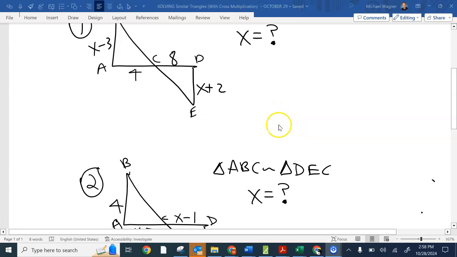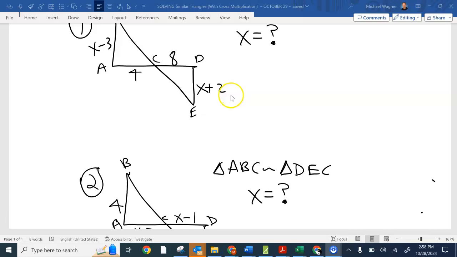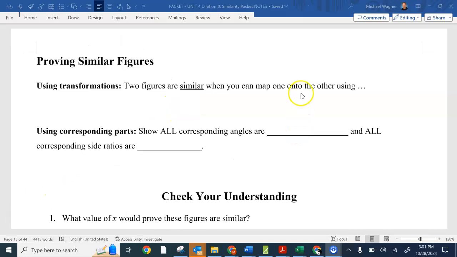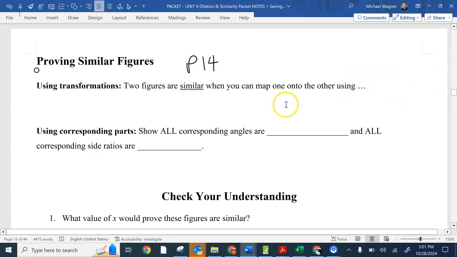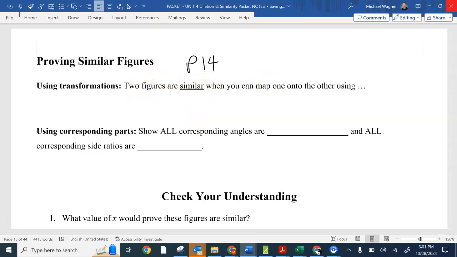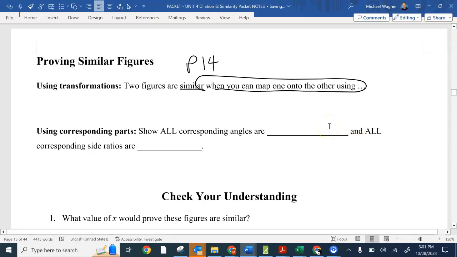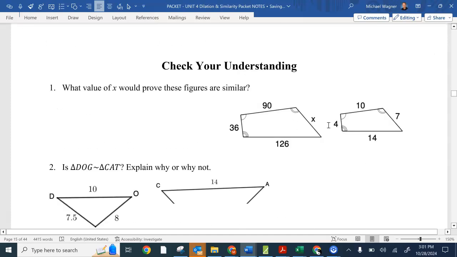There's one other thing that we haven't done that I want you to go over as well. So let me show you that. Okay, so the next thing we're going to do is look on page, it says 15 down here, but in the book it's actually page 14. Okay, so we're going to be on page 14. And we're going to talk about how you can prove that two figures are similar. And the answer is you can do it when you can map one onto the other using a series of transformations. Okay, so let's do one together.